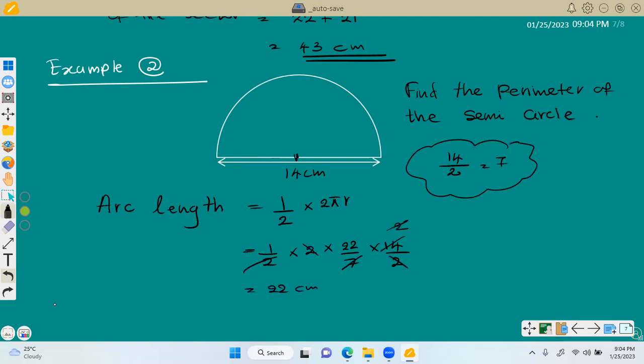So the perimeter of the semicircle is equal to 22 plus 14. Actually, it is enough to add 14 because the 2 radii means 14. That means the diameter. It is 36 centimeters.